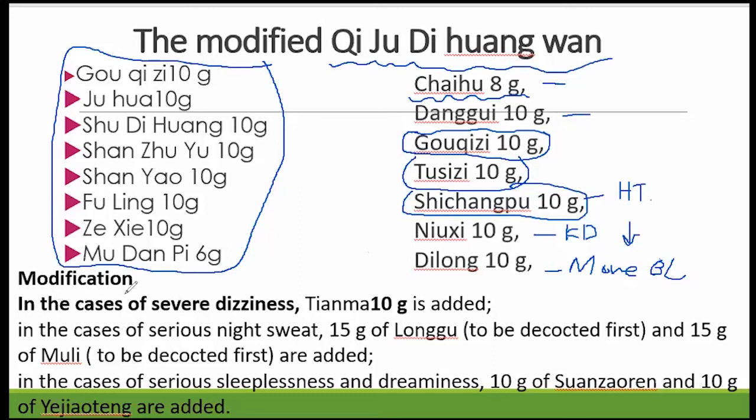Then we can modify from here. For severe dizziness, we can think about an internal wind situation. So we can add some herbs that subdue wind. Tianma is a good one. You can also add Gouteng there.